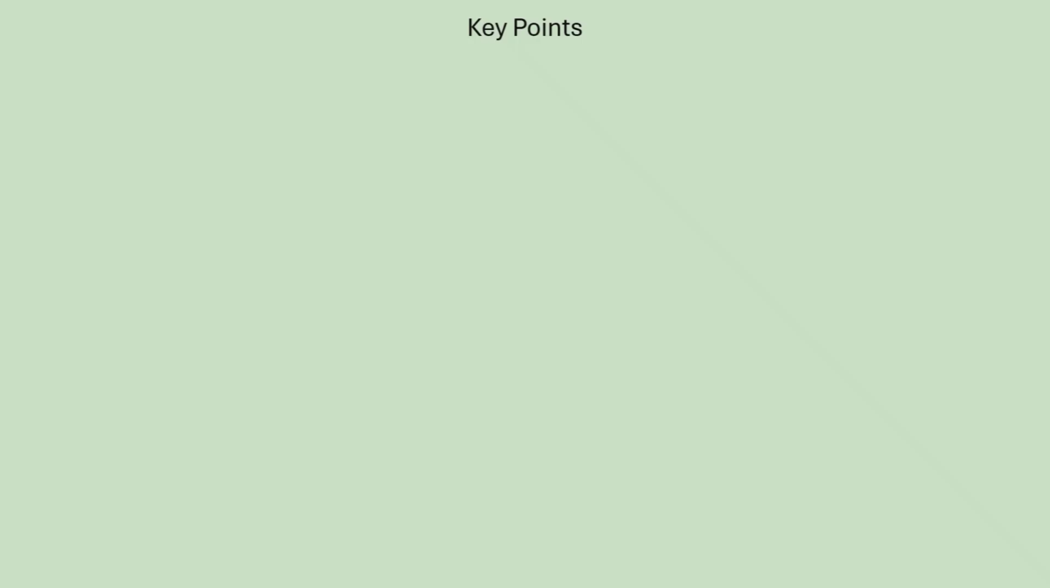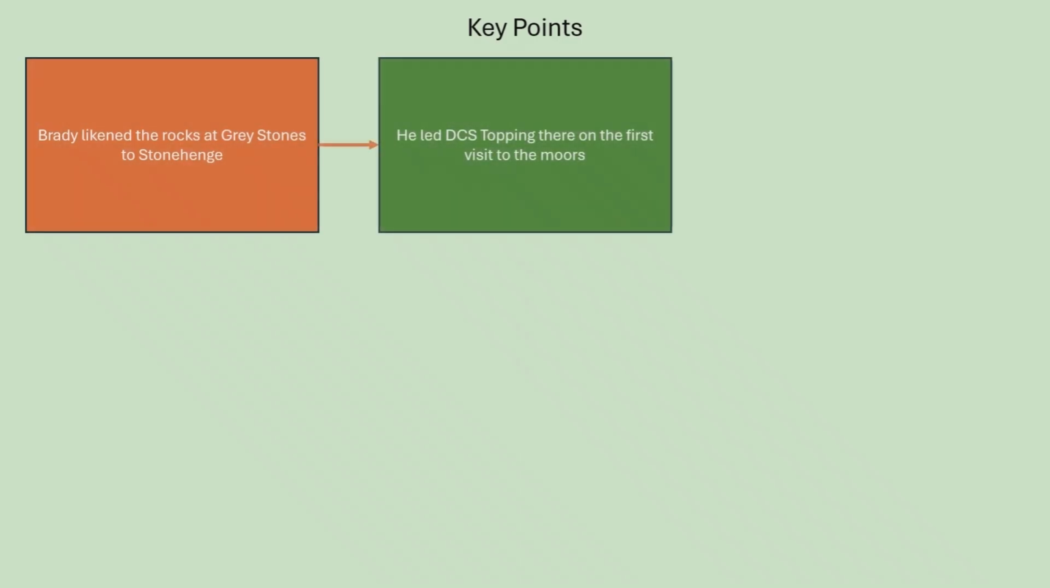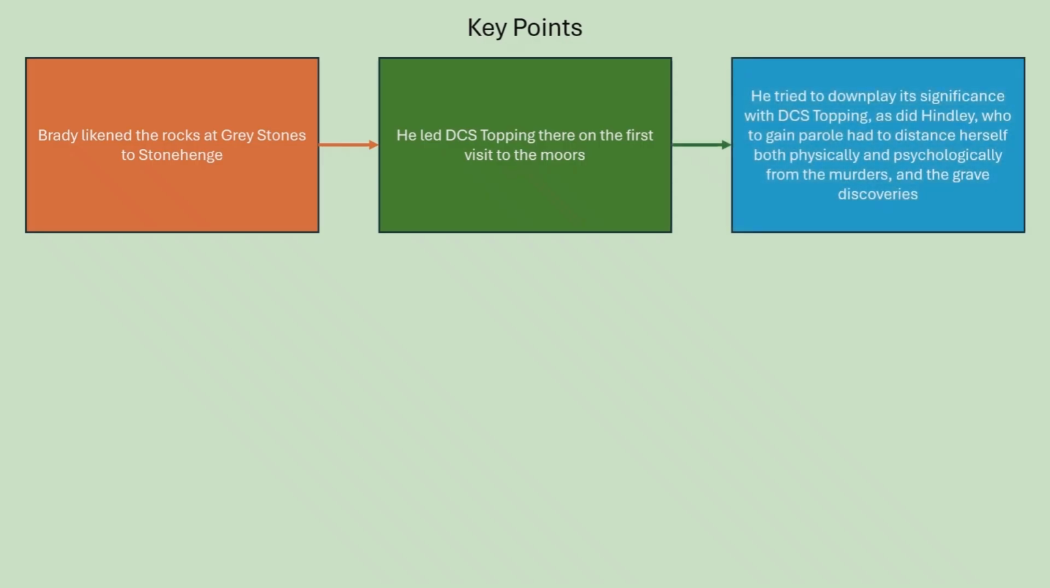I want to finish by summarising just the absolutely fundamental key points that have led me to believe that Keith is buried at gravestones. We know that Brady likened the rocks at gravestones to Stonehenge. He led DCS Topping there on the first visit to the moors. He tried to downplay its significance with DCS Topping, as did Hindley, who to gain parole had to distance herself both physically and psychologically from the murders and the grave discoveries.